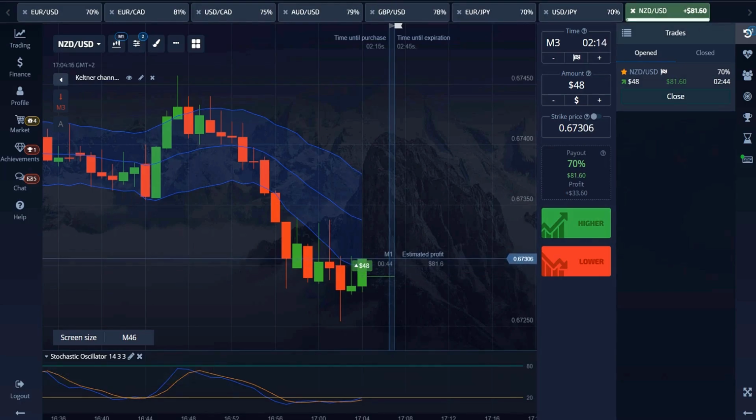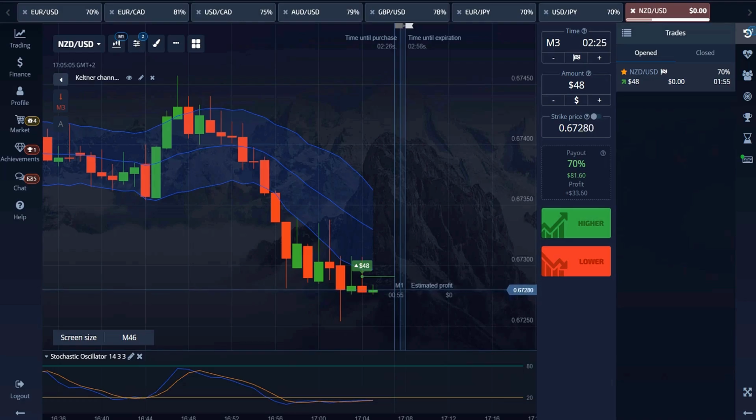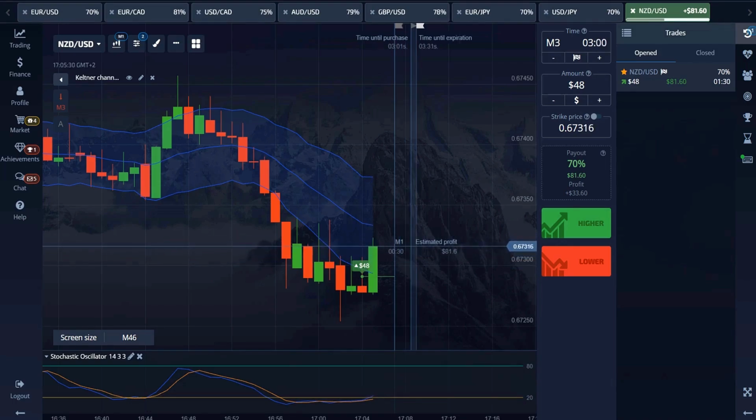This buy trade setup looks perfect according to our strategy. Take a look. The price is currently below the Keltner Channel, and the Stochastic Oscillator is in the oversold zone. These two signals together tell us that the market is likely to go up from here. So we've entered a buy trade with a 3-minute expiry. Now let's just wait and watch the result.